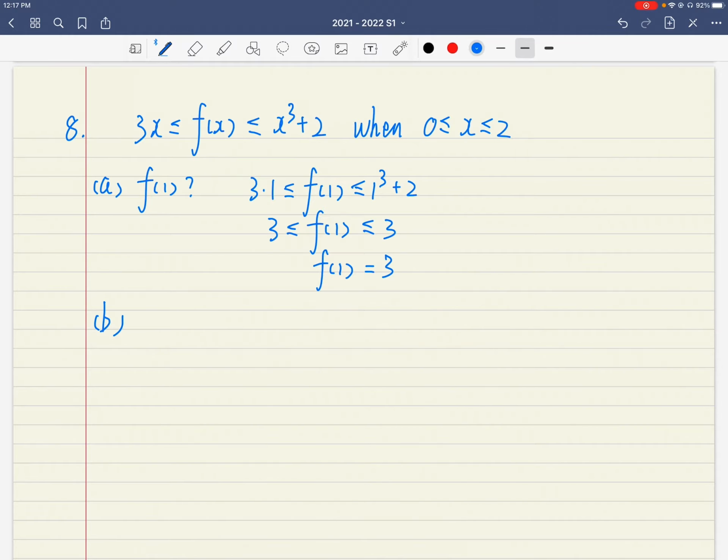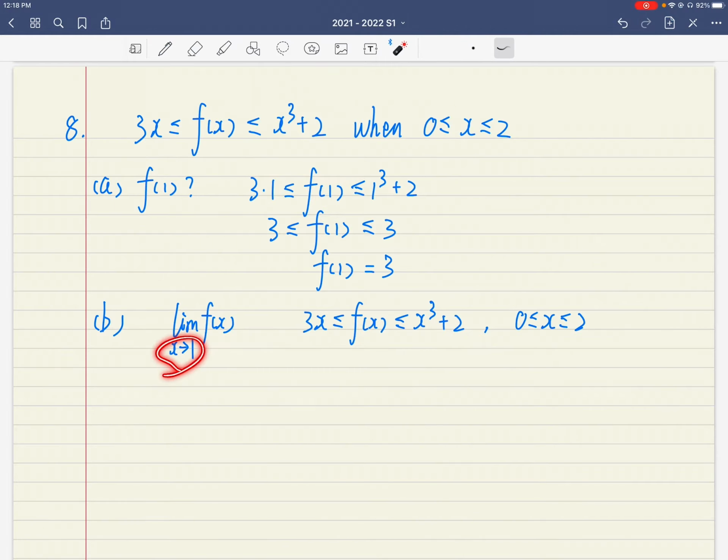What is f(1)? Then use the squeeze theorem to evaluate the limit of f(x) when x is approaching 1. To apply the squeeze theorem, we need to check 2 boxes. First box, we need to find a function that's always larger and a function that is always smaller. This question is very easy because we already know the function. It's always greater or equal to 3x and smaller or equal to x cubed plus 2 when x is between 0 and 2.